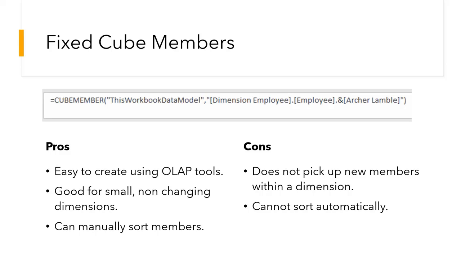However, if you have something that's rapidly changing, where you're adding new customers or something along those lines, you don't want to use this approach because you could miss that information, and you can't do that automatic sorting the way that you would use the cube set.